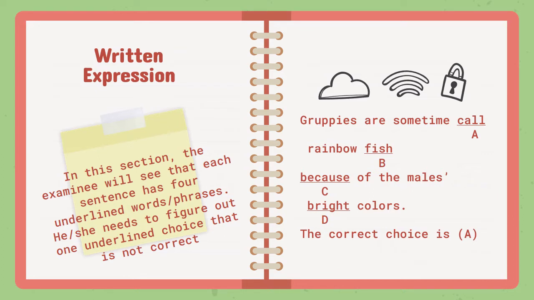Okay, look at the answers here. Fish is right. Because is correct. Bright is also correct. But A is incorrect. It's supposed to be are called. Not call, but called. Because this sentence is in the passive voice. Okay, the correct choice is A.